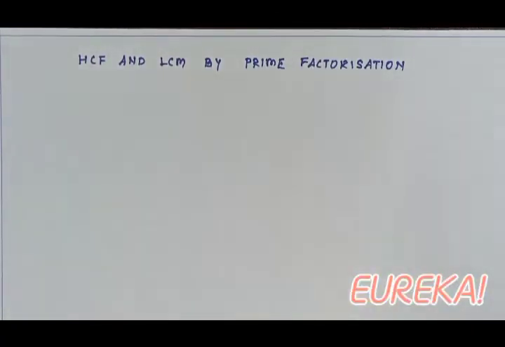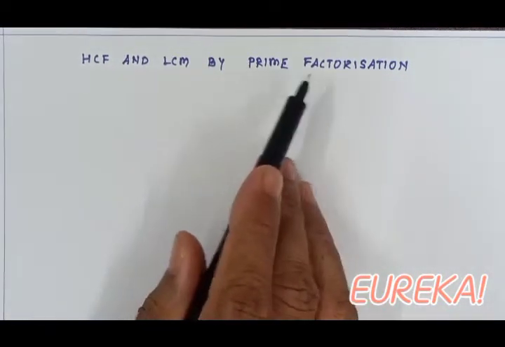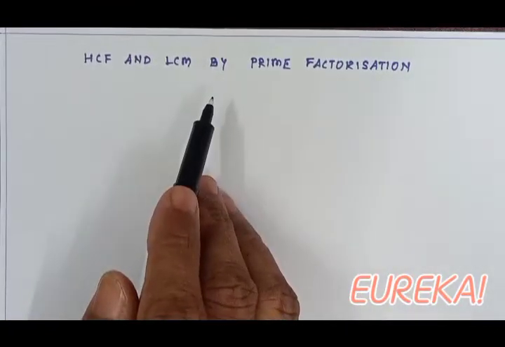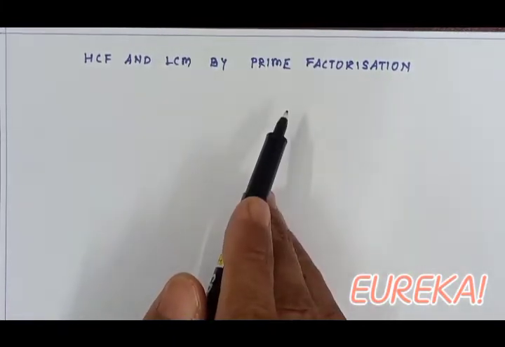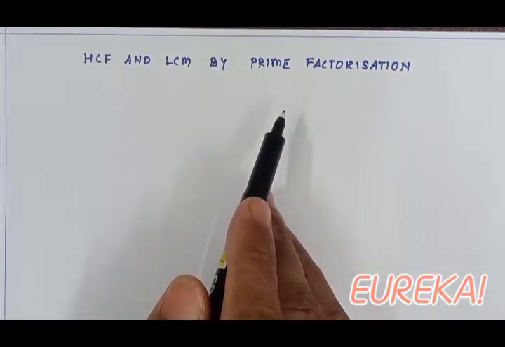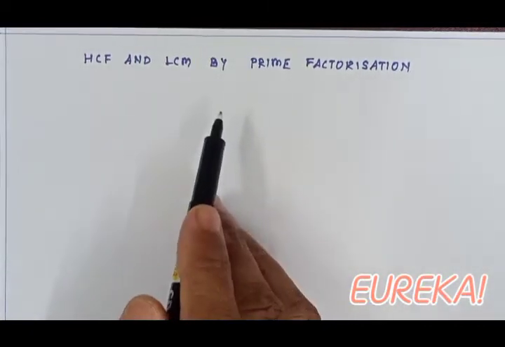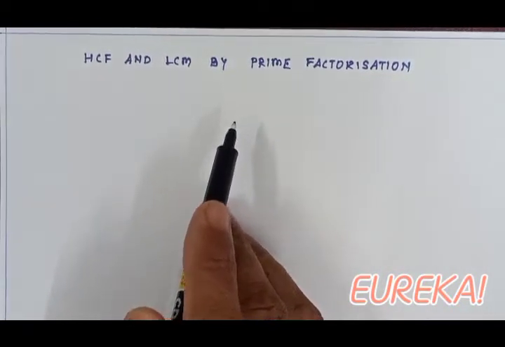HCF and LCM by prime factorization. Dear students, let's learn how to find the HCF and LCM by prime factorization method. Here we are going to use the fundamental theorem of arithmetic, which states that any composite number can be expressed as the product of its prime factors.